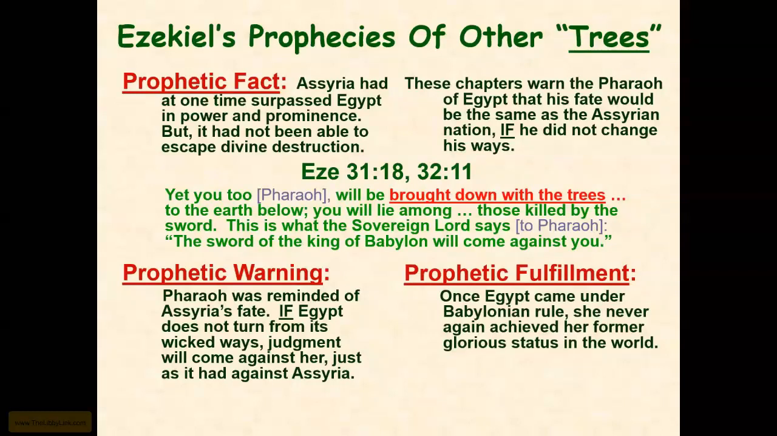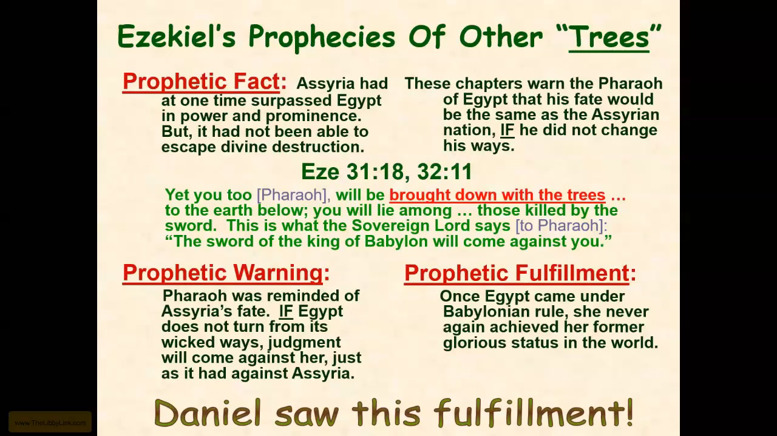The description of Ezekiel's prophetic tree is very similar to the vision given to King Nebuchadnezzar in Daniel 4, isn't it? Daniel witnessed this fulfillment of prophecy. Is it any wonder he knew exactly what King Nebuchadnezzar's dream meant? So Daniel saw this fulfilled in his lifetime.